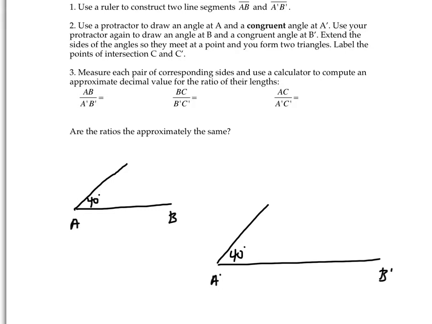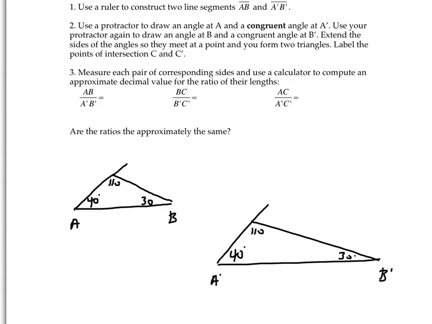Do the same thing at your point B and point B prime. So I'm going to pick a different number. I'm going to measure 30 degrees. And I'll do 30 degrees down here as well. Okay. And if you take a look, those two triangles have two pairs of corresponding angles that are congruent. And the third angle in each triangle would be 110 degrees.